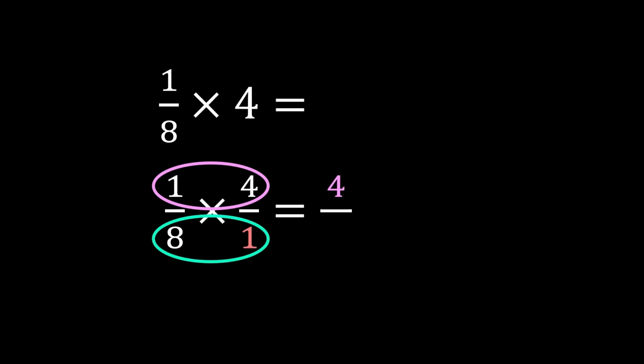Then I multiply denominator times denominator. 8 times 1 is 8. The last step is to simplify 4/8 if needed. 4 and 8 share a common factor of 4, so I must simplify my product. I'll divide the numerator by the common factor of 4, and I'll divide the denominator by 4. 4 divided by 4 is 1. 8 divided by 4 is 2. 1/8 times 4 equals 1/2.